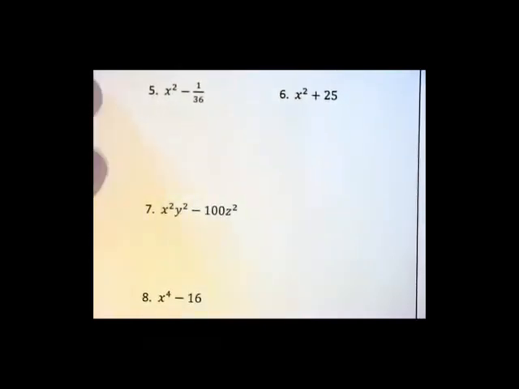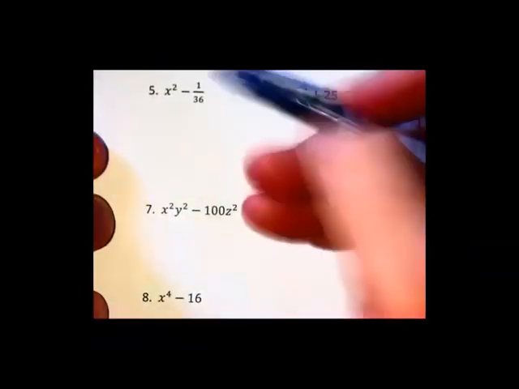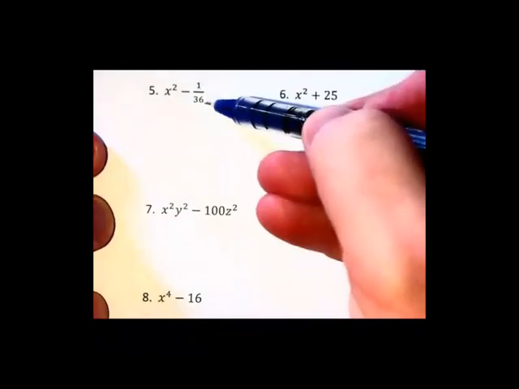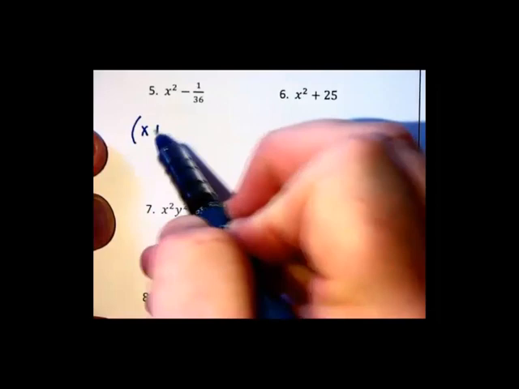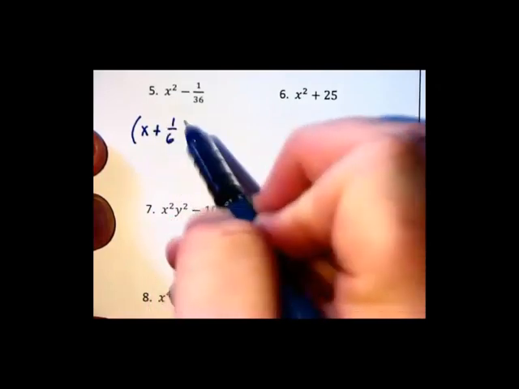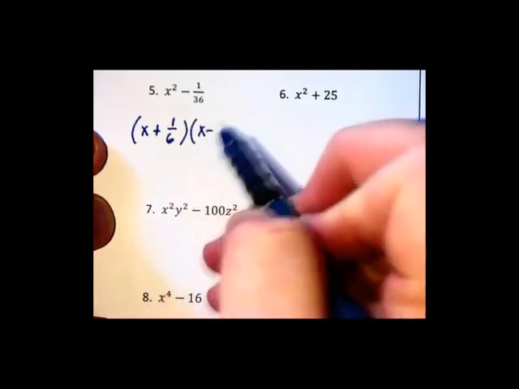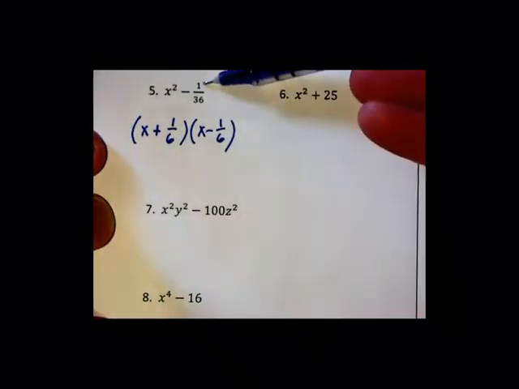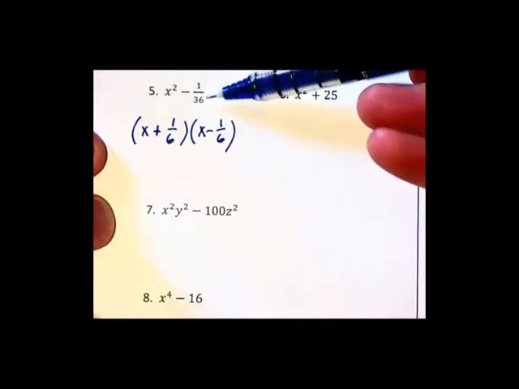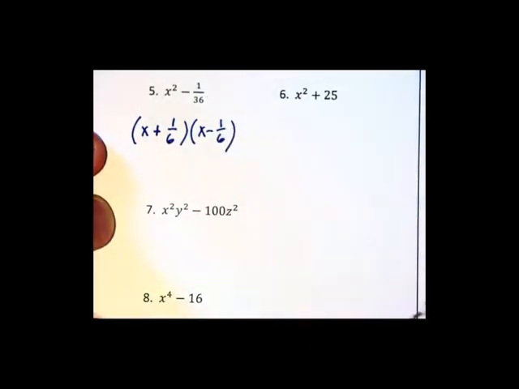Number 5. Don't let this scare you when you see the fraction. 1 is a perfect square, 36 is a perfect square. So we're going to break it into two parentheses. We're going to have x plus 1 over 6 and x minus 1 over 6. Notice that the 1 in the numerator is 1 times 1, and that the 36 is 6 times 6. And that's what gives us these two fractions.